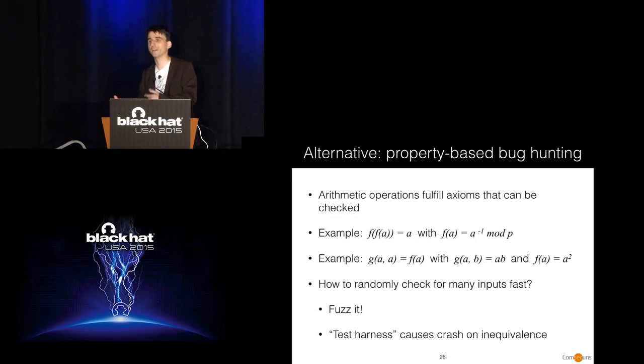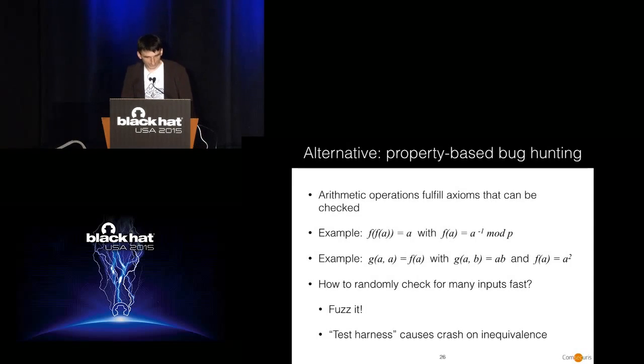So you have axioms for arithmetic operations that you can check. For example, you have the axiom in a prime field that if you take the inverse of a number, and then you take the inverse again, and the input is not 0, then it should be the same number. Or you have two functions, like in the case that we were talking about before, the square routine and the multiplication routine.